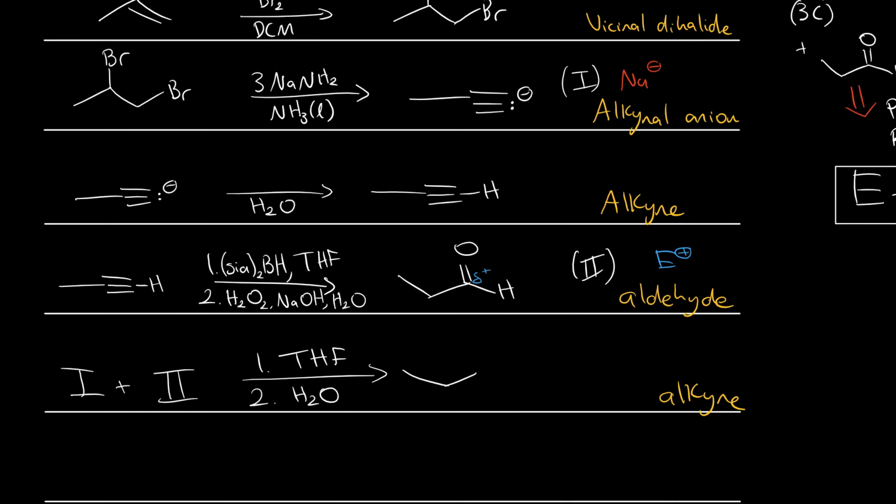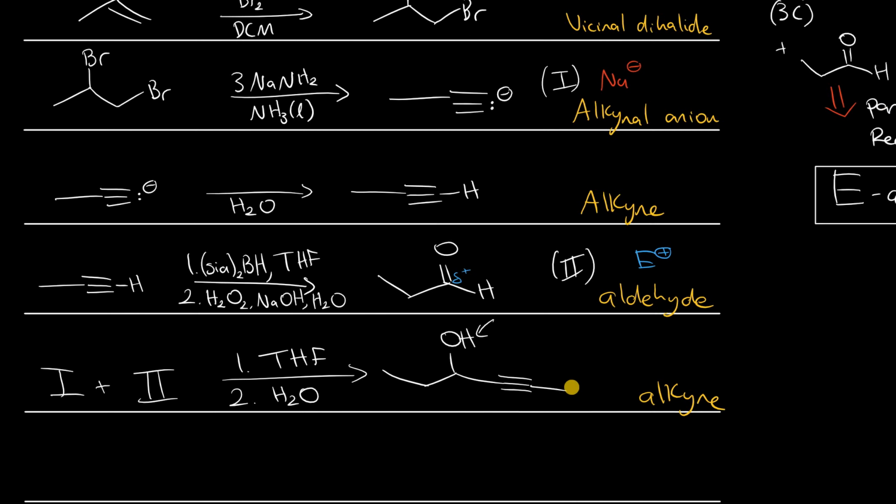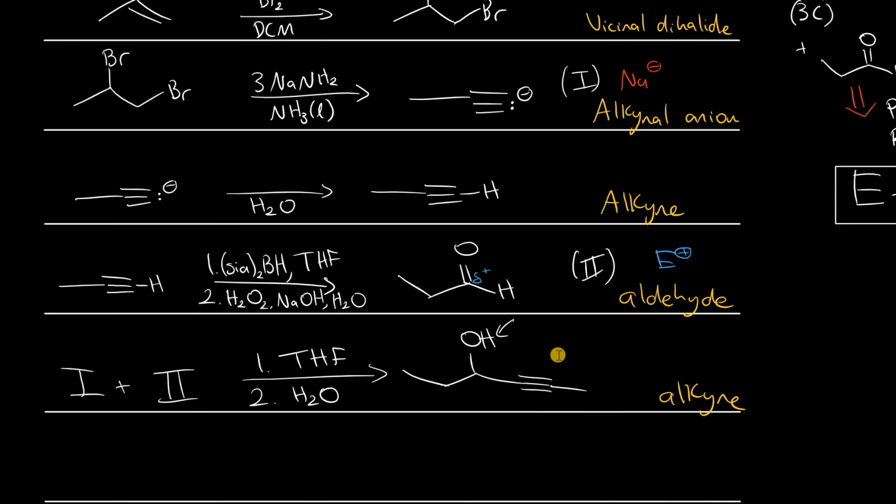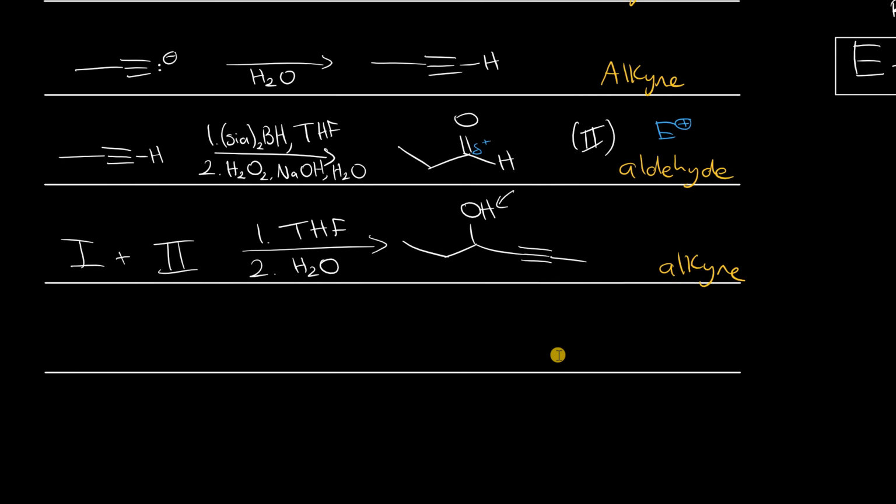Now, this portion of the molecule comes from the aldehyde. Remember, it's protonated. And this portion comes from the alkyne. We should have 6 carbons. 1, 2, 3, 4, 5, 6. Now, the final step is to form the E-alkene. That's from this partial reduction. And we were saying we would use sodium dissolved in liquid ammonia, and that should give us the trans alkene.